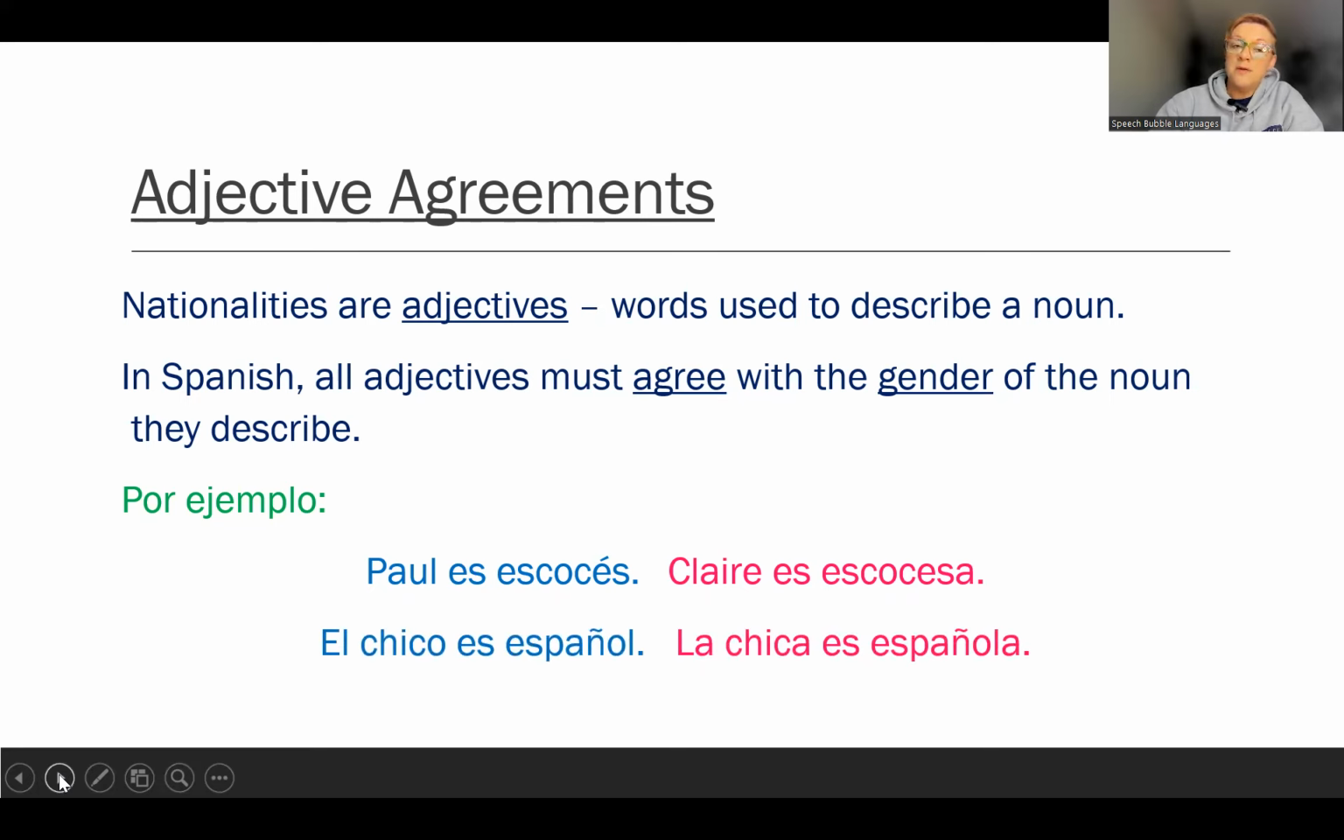El chico es español y la chica es española. Both the boy and girl are Spanish, but they're spelling the word Spanish differently.